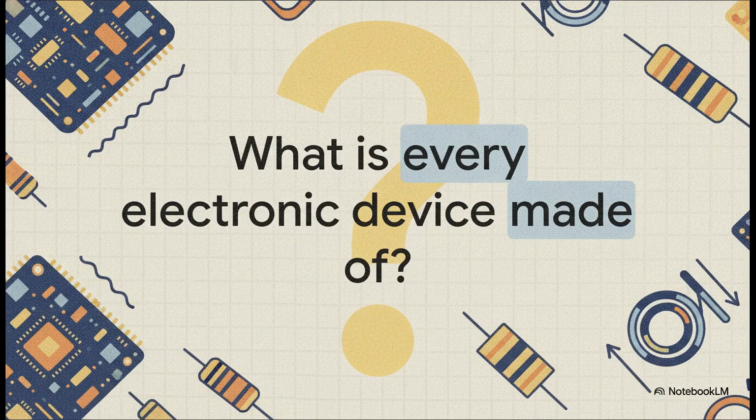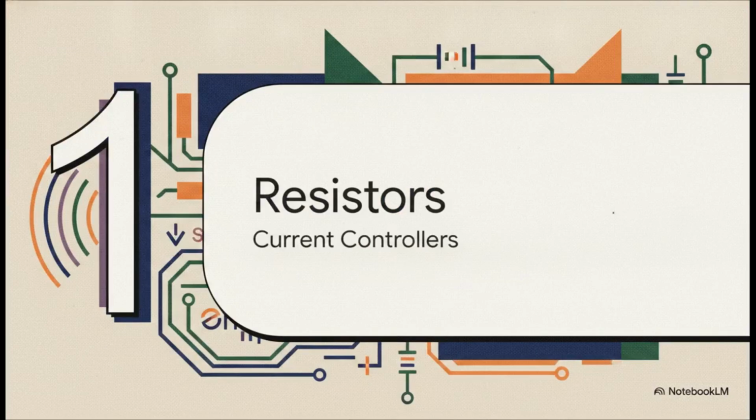Underneath all those fancy sensors and high-speed processors, literally everything is built from just three humble, simple parts that control the flow of electricity itself. We're talking about the resistor, the capacitor, and the inductor. Together, these three form the basic alphabet of all modern electronics. Okay, let's dive into this.